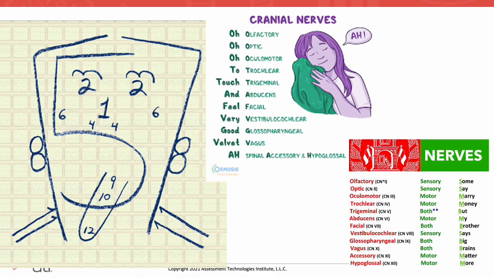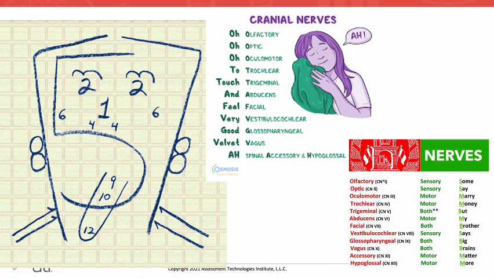The number 11 on the face is written by the shoulders. That's the spinal accessory nerve. And the way that we test that is by having a patient shrug their shoulders with our hands on the shoulders. They can do that, then we know that cranial nerve 11 is intact.